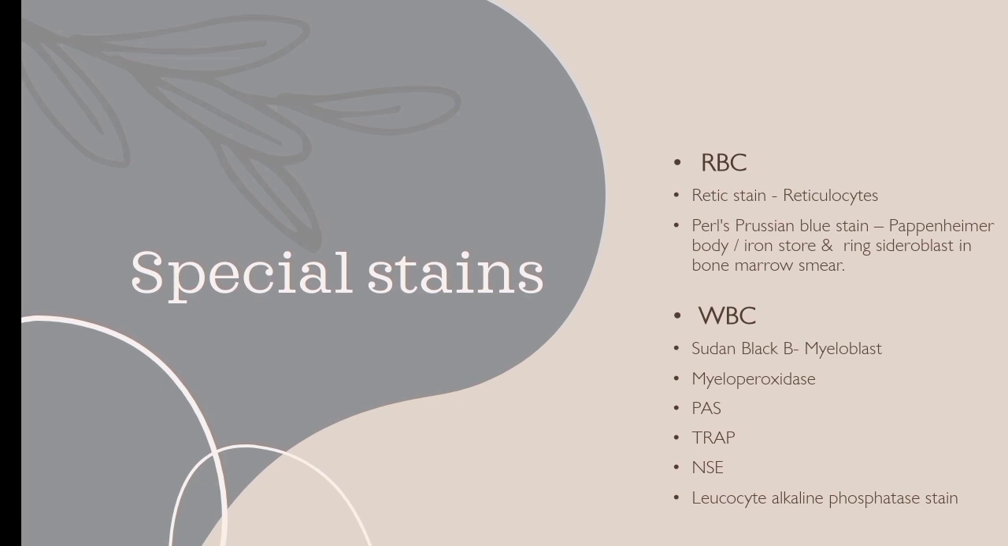Special stains for RBCs are the retic stain and Perls Prussian blue stain. For WBCs, there are Sudan Black B, myeloperoxidase, periodic acid Schiff, tartrate resistant acid phosphatase, non-specific esterase, and leukocyte alkaline phosphatase stains.